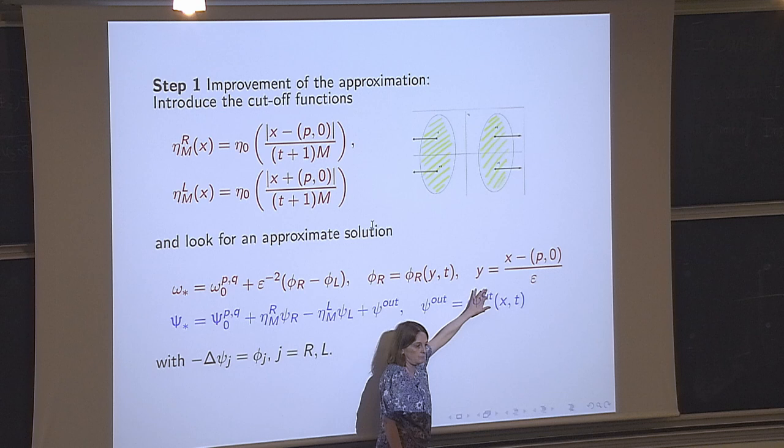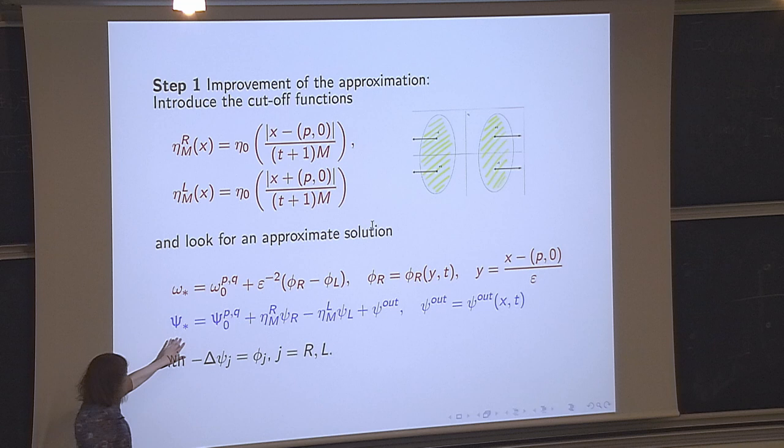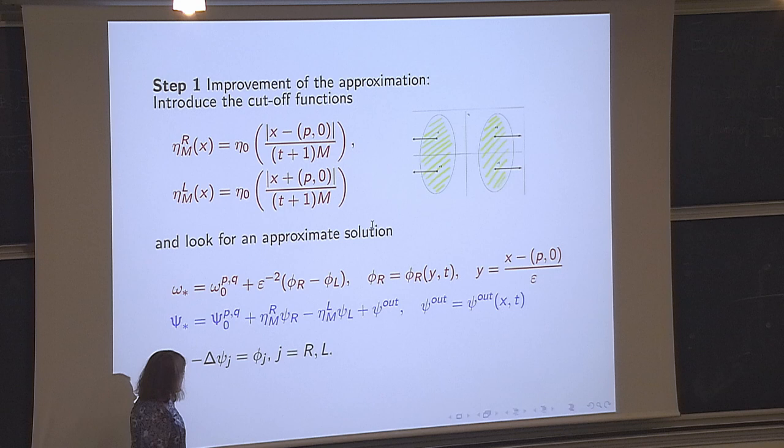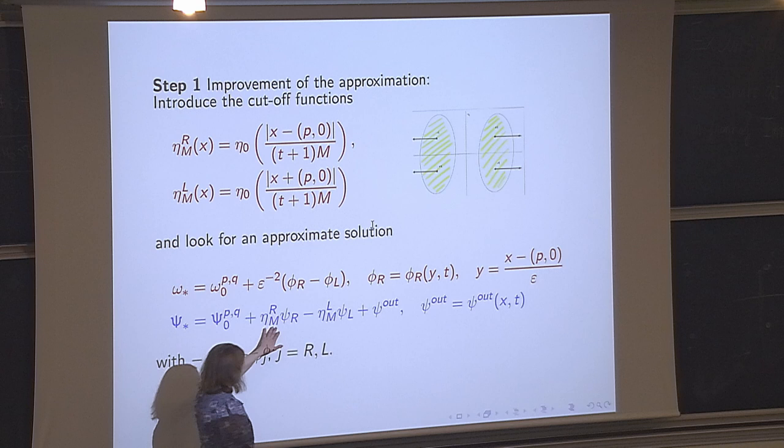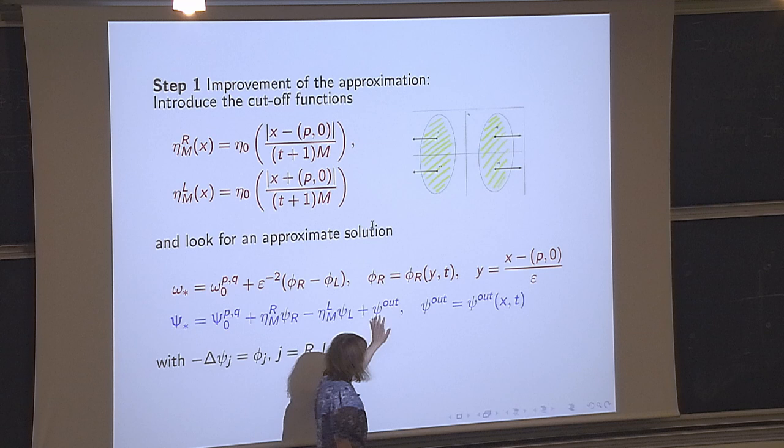And we do more or less the same with the psi star. It is the old psi, then psi r is related to phi r through the Laplacian. We cut this with the cutoff, also on the left, and what is left out, we call it psi out.